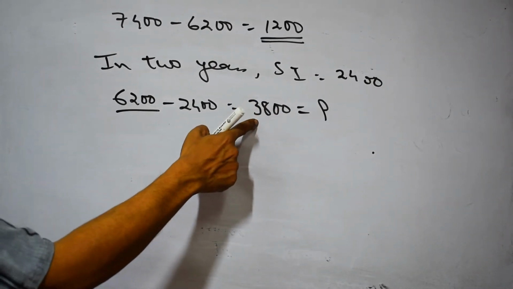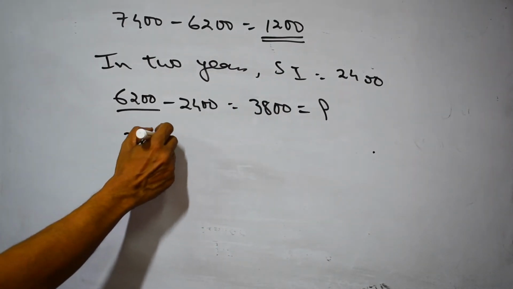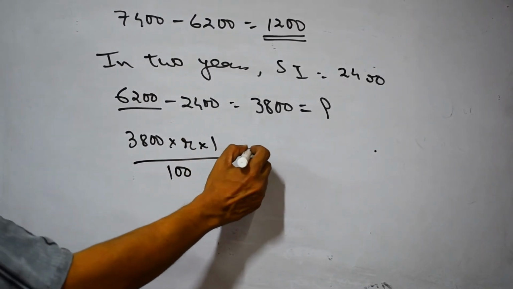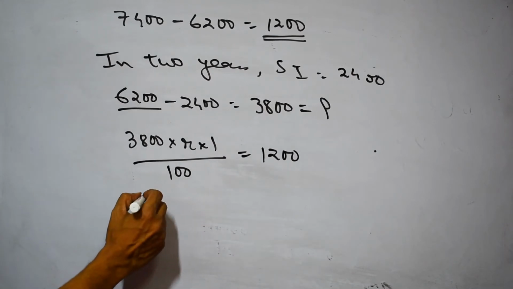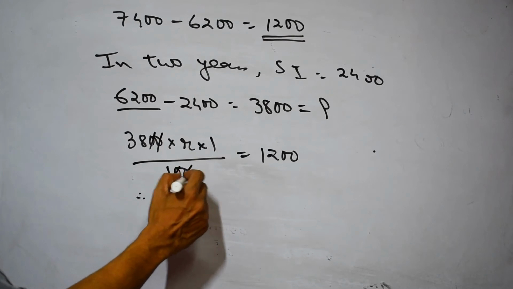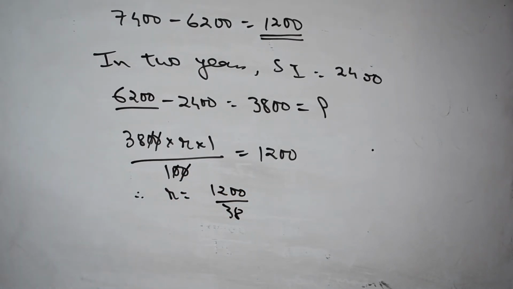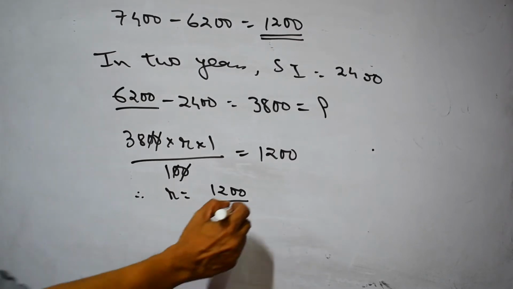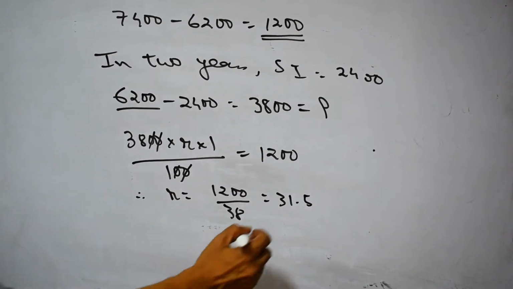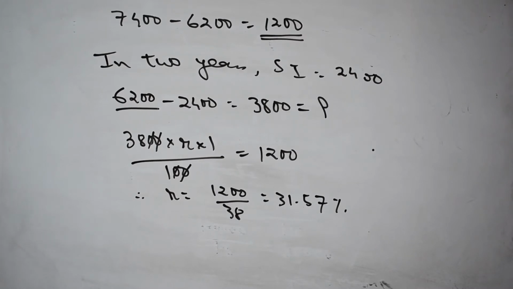Therefore we have the principal, we know the interest for 1 year, so I can calculate the rate. That is 3,800 into the rate for 1 year, PRT by 100, will be 1,200, and we can calculate the rate now by dividing 1,200 by 38. So the answer we are getting here is 31.5, approximately 7%. So this type of problems we can solve.